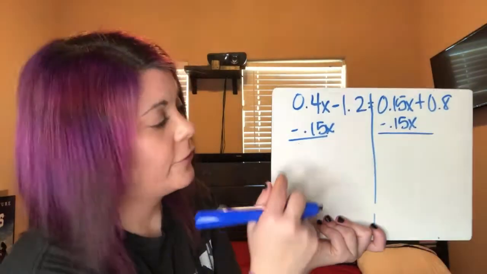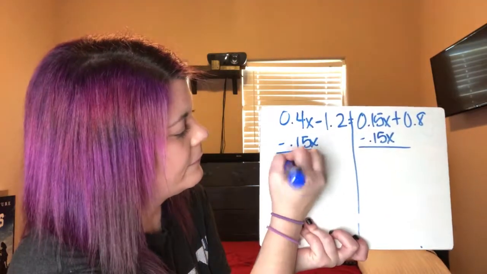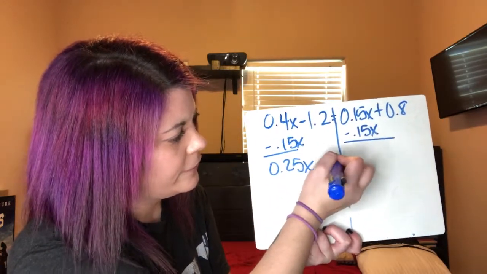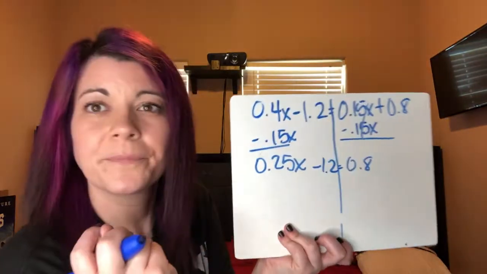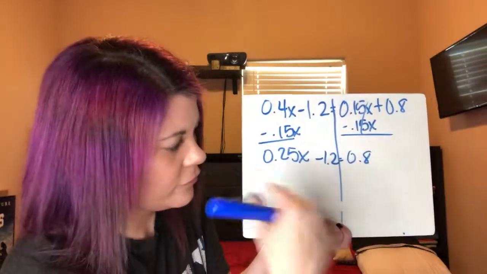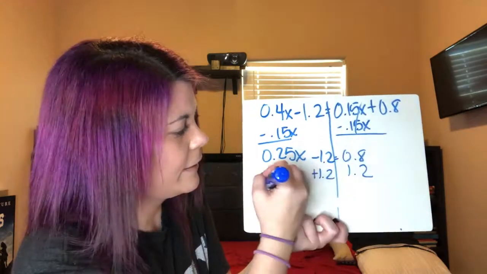You have to know how to add and subtract decimals. So in this case, this would be 0.25x minus 1.2 is equal to just 0.8. Okay, 0.8. Now I need to get rid of that 1.2, so I'm going to do the opposite. I'm going to add 1.2 to both sides.